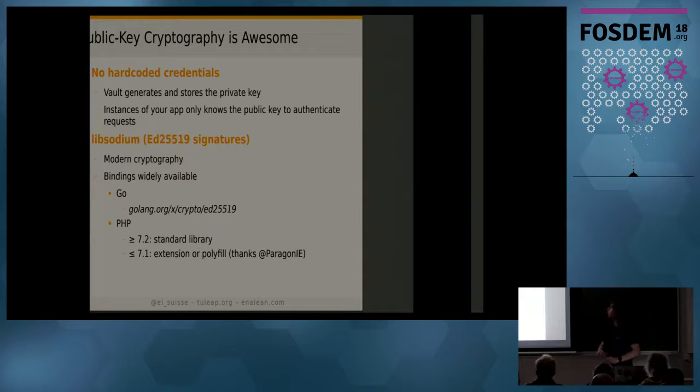So basically, for our use case, to authenticate requests coming from Vault, we have chosen to rely on public key cryptography. We generate the private key directly in Vault. The private key cannot be extracted from Vault; it's used directly from Vault, and only Vault knows the private key. And on all the customer instances, we just deploy the public key part.